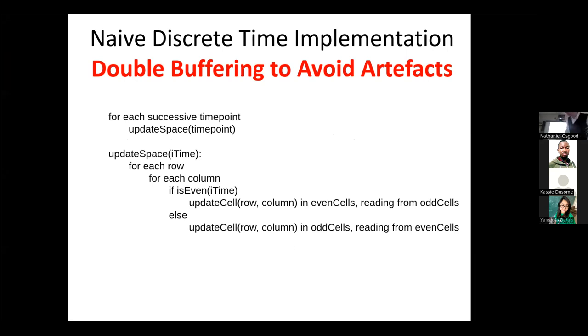Here I'm not going to get as much into the mechanics of how they're updating, but the point is that this is a very top-down model. We're saying for each time point here, update the space, and for the space, go through each row, go through each column, and update that patch, for example. Or you can imagine this instead being for each successive time point, go through each agent and update that agent, for example. This is a model which gave sort of top-down control of models.